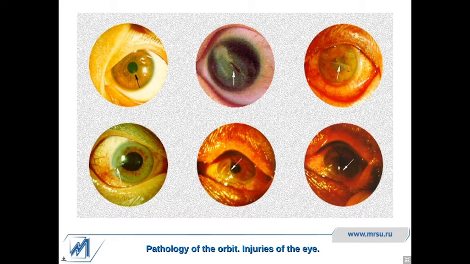Here on the picture, you see the damage of the cornea. These are penetrating corneal wounds on the first, second, and third pictures, and a corneoscleral wound on the fourth picture. So there is a penetrating traumatic channel in the cornea, or a penetrating corneal wound, on all these pictures. Next.